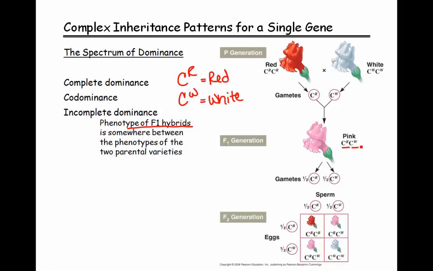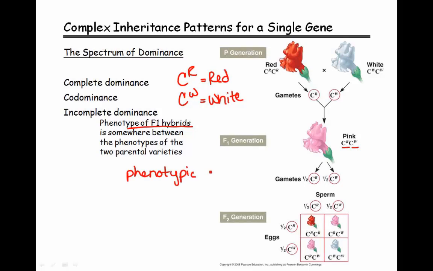So if we draw the Punnett square here and we fill in the boxes, notice that we can get some red flowered plants back, we can get some white ones, and then we do have some pink ones there as well.